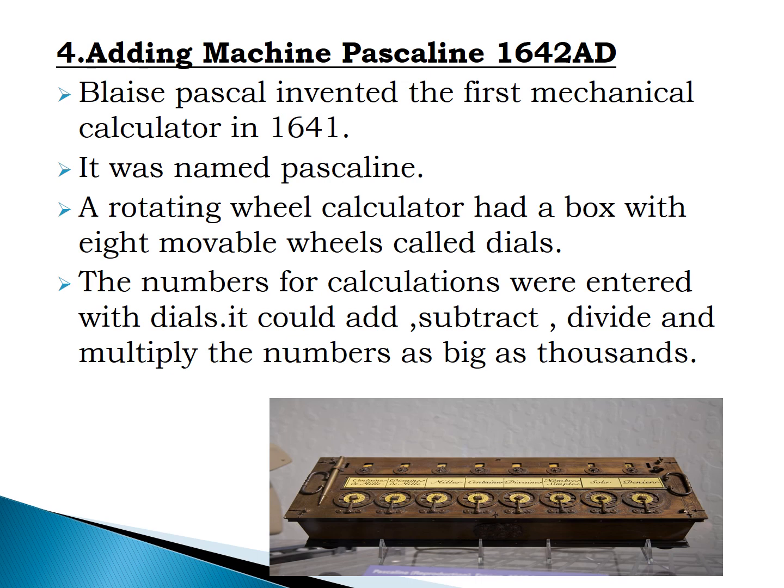Pascaline invented the first mechanical calculator in the year 1614. It was named Pascal. A rotating wheels calculator had a box with 8 movable wheels called dials. The number for calculating was entered with a dial. It could add, subtract, divide and multiply numbers as big as 1000. These are the important things which were performed by the Pascaline invention.